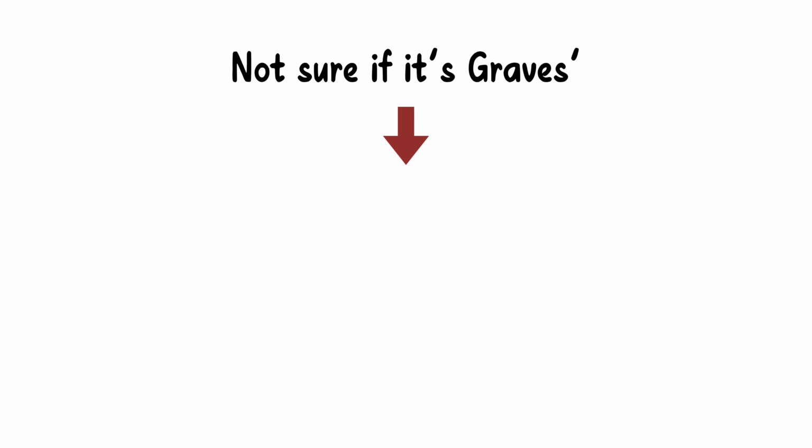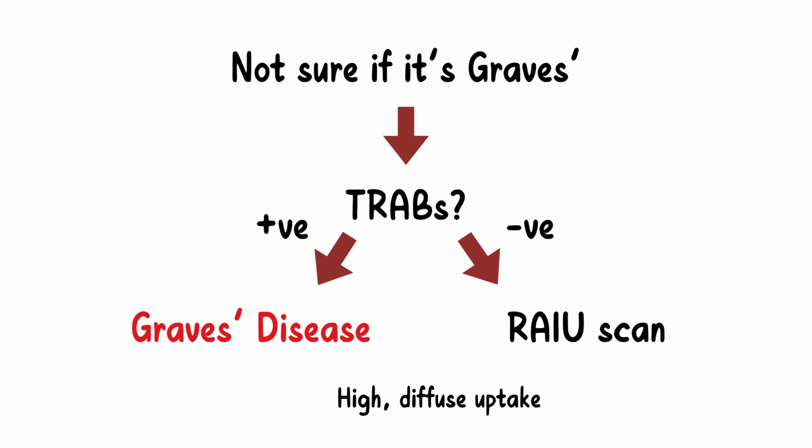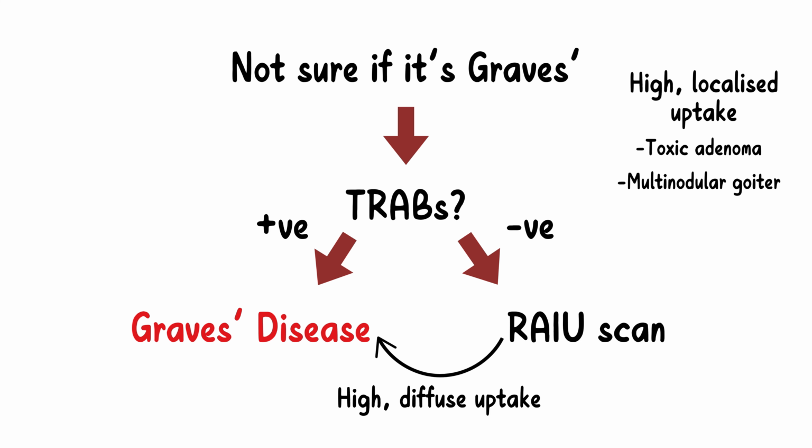But if you're not sure if it's Graves, you can check for TSH receptor antibodies. If they are positive, you can make the diagnosis of Graves' disease. If the antibodies are negative, you can do a radioactive iodine uptake scan. If there's a high diffuse uptake, that is indicative of Graves' disease. If it's more of a localized uptake, it could be a toxic adenoma or a multinodular goiter. If the uptake is low, it could be thyroiditis or exogenous intake, which you could differentiate with a thyroglobulin level.